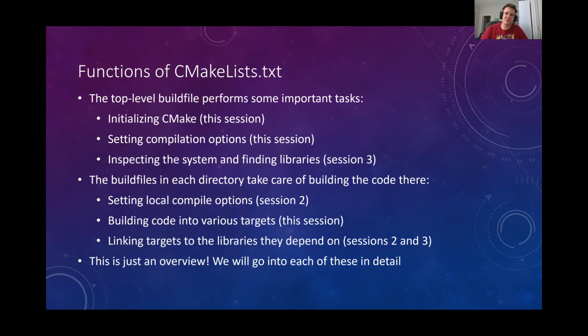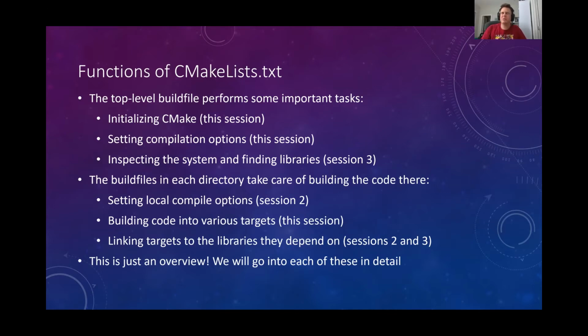So basically, what is a CMakeLists.txt? You guys have maybe seen this before. These CMakeLists.txt files kind of infect every project that uses CMake, and for good reason. These are the build files, and they tell CMake what it's actually supposed to do in this folder. The top level build file, which is the one in the root folder of your project, has a couple important tasks. It initializes CMake, it sets all the compile options, and it also takes care of inspecting your system and finding libraries that it needs to use. And then the build files in all the subdirectories handle the code in their respective subdirectories. That would be setting compile options specific to that folder, building the code into the actual targets it's supposed to be built into, and then linking the targets to the libraries they depend on.